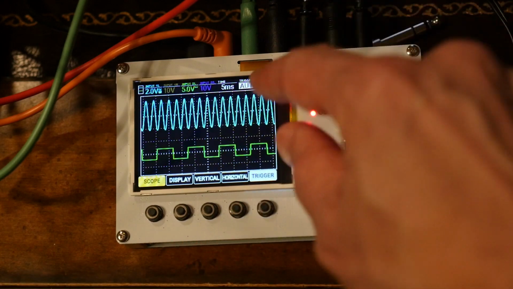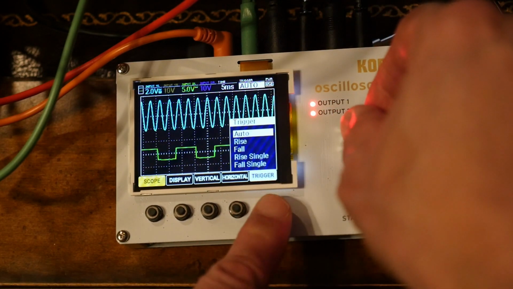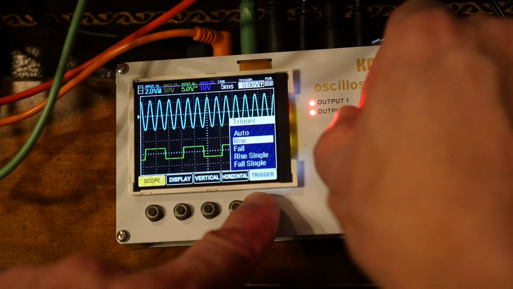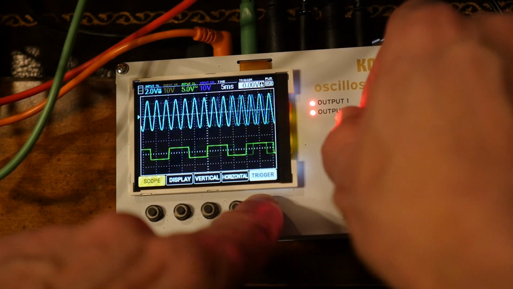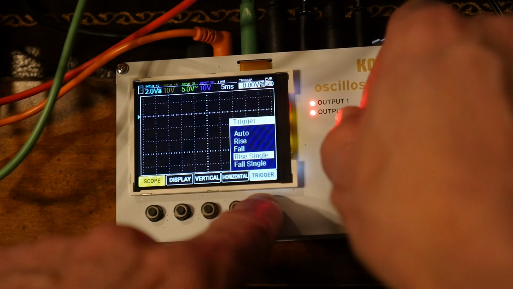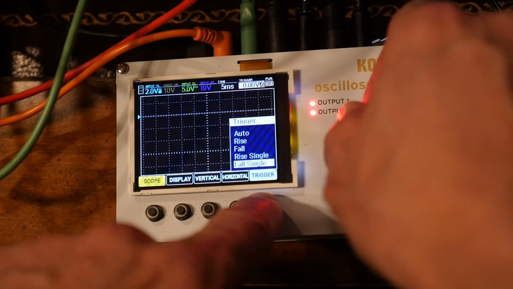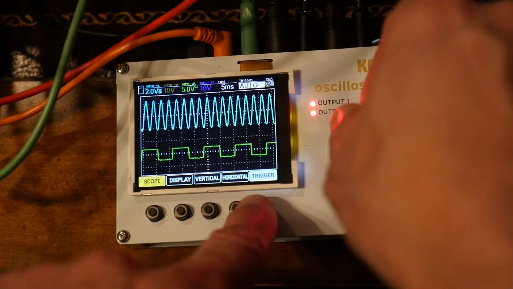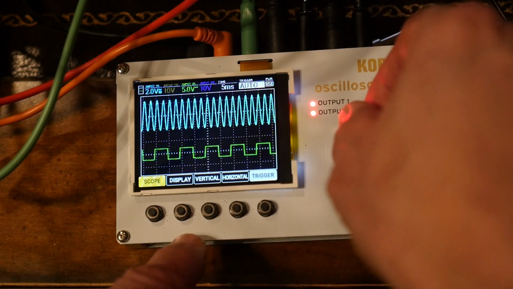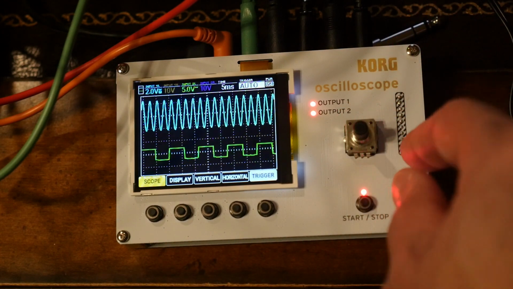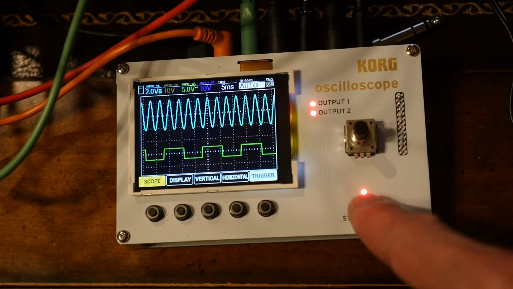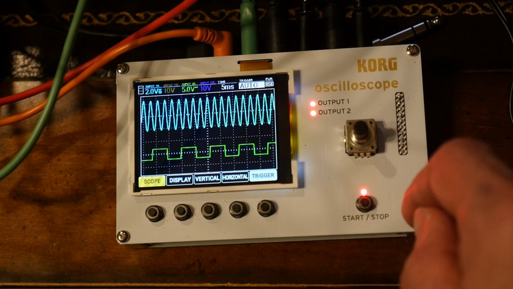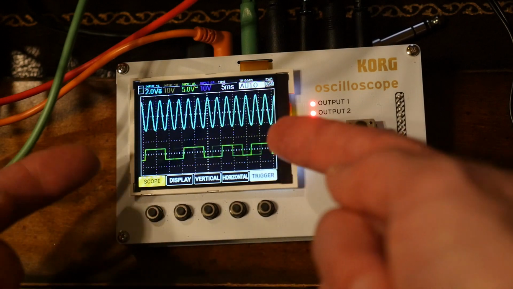The next control is the trigger, where you can decide to go auto, on the rise, on the fall, on the rise for a single instance of the wave, or on the fall of a single instance of the wave. I typically keep this on auto. And again, you can start and stop with the start-stop button. So that's a simple scoping of a wave.